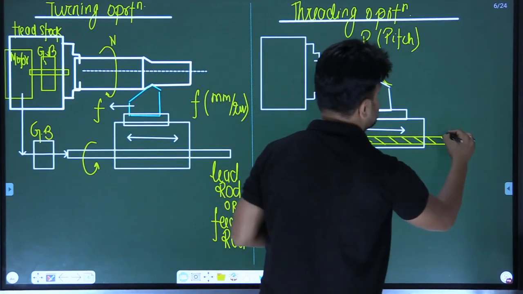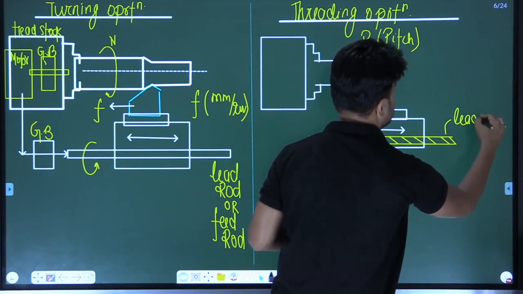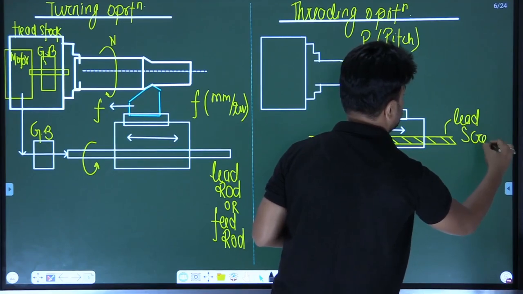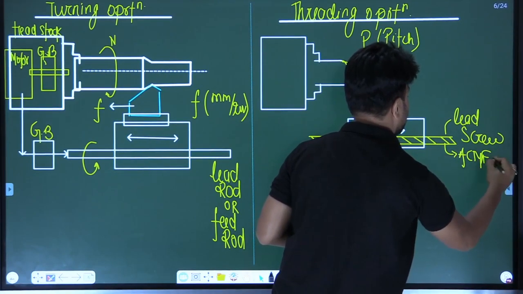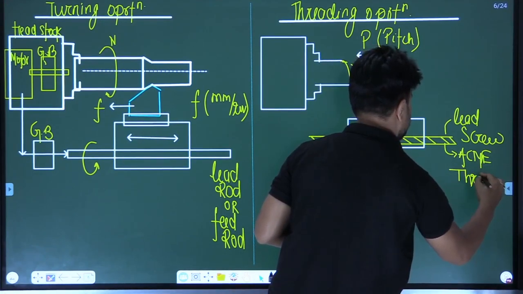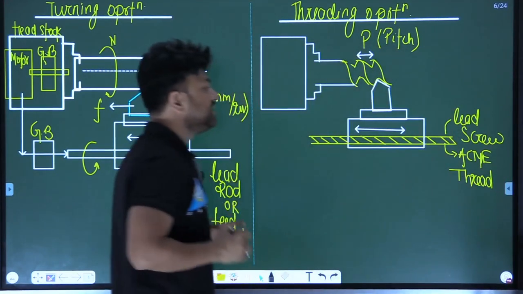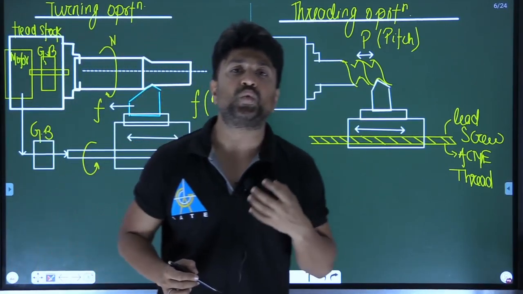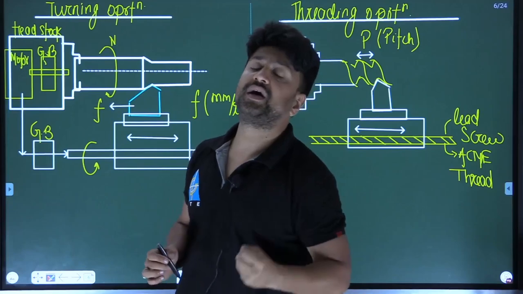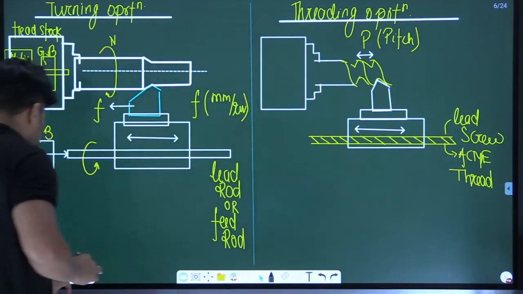This is a lead screw, and the lead screw has an ACME thread, right? And this lead screw is connected to the carriage with the help of a half nut. Yes, there is a half nut.